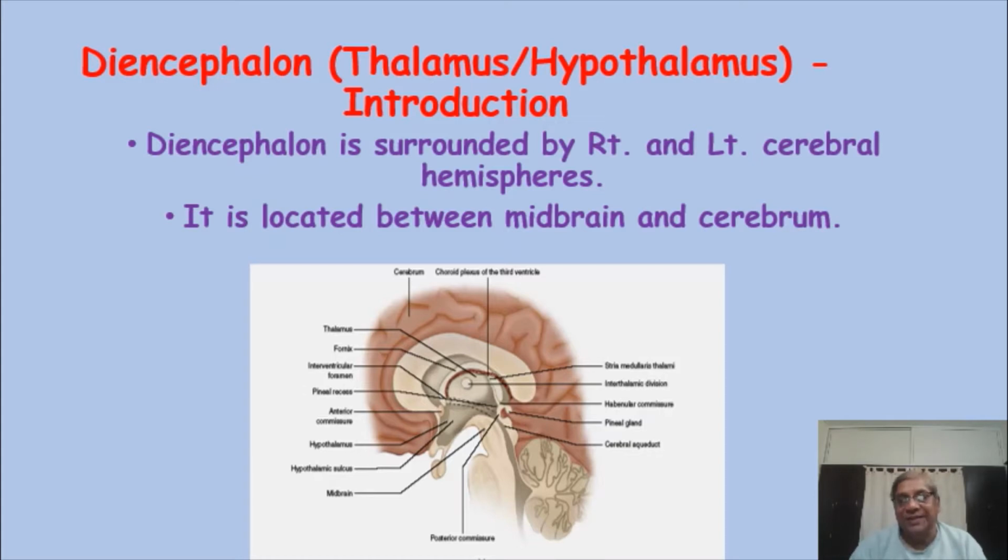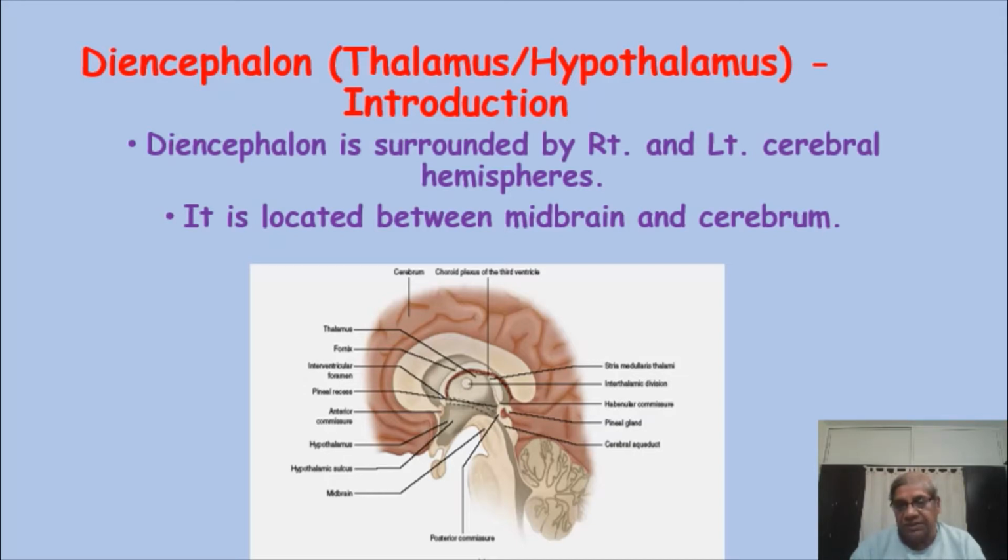The reason being that none of the parts of the diencephalon, except a small part of it, is seen on the ventral surface. Otherwise, most of the diencephalon is hidden between the two cerebral hemispheres. So the diencephalon, broadly speaking, is the thalamus and the hypothalamus. Though there are many other parts, at present you understand that diencephalon means thalamus and hypothalamus.